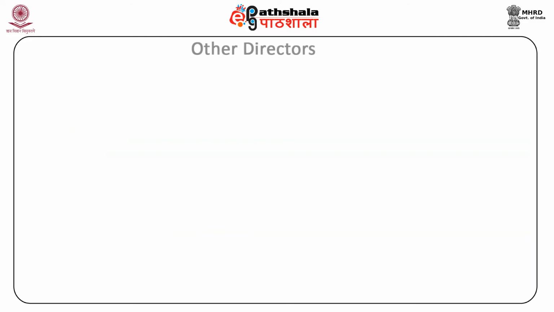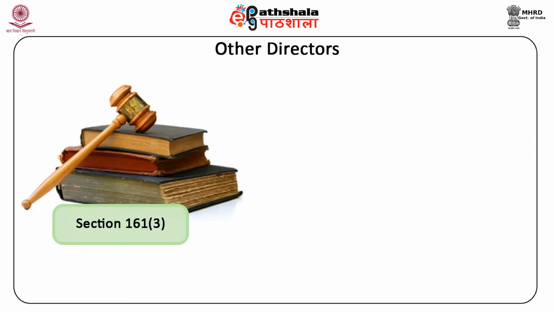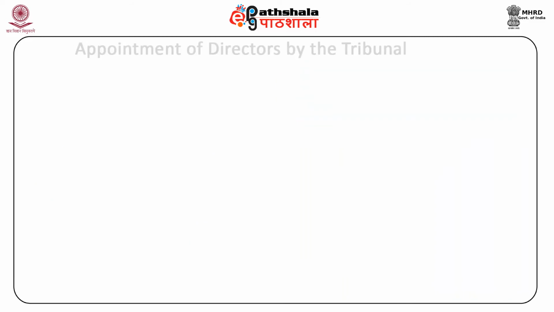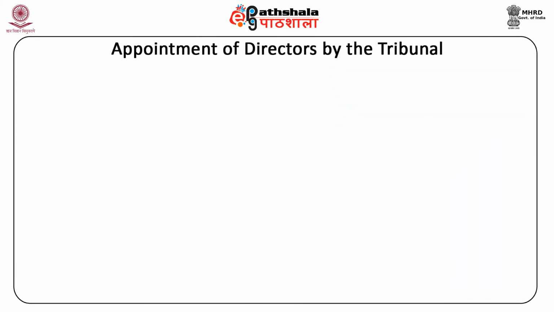Other directors. Section 161, subsection 3 provides that subject to the articles of a company, the board may appoint any person as a director nominated by any institution in pursuance of the provisions of any law for the time being in force or of any agreement or by the central government or the state government by virtue of its shareholding in a government company. Appointment of directors by the tribunal.